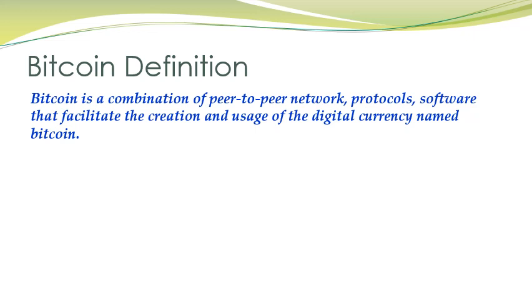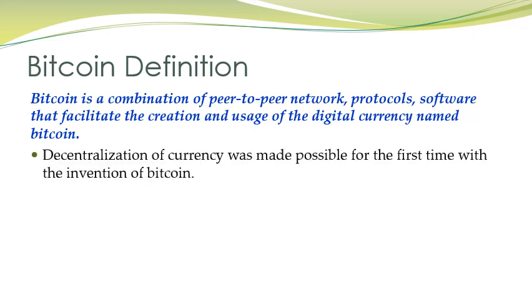Whatever concepts are associated with blockchain, like decentralization, are with Bitcoin also, because Bitcoin is not controlled by any federal system or any banking system. It relies on the peer-to-peer network. There is no central controller or central authority who controls the Bitcoin currency. So decentralization of currency was made possible for the first time with the invention of Bitcoin.